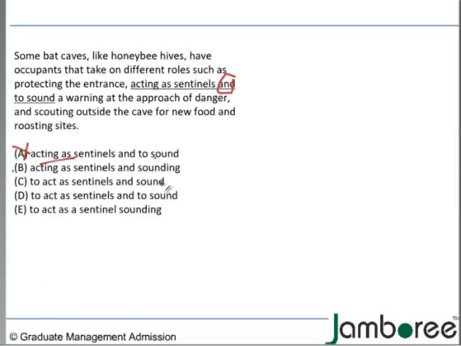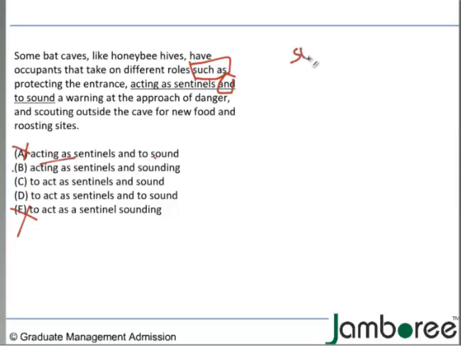"To act and sound", "to actors and sound", this is also fine. "To actor", this is also fine, right? But these two with "actors", this again does not make sense. So now after that, which one should we go for? I am sure the moment you came down to these two options, you probably went and read the whole sentence, something like "honeybee, blah blah blah". You might have done that. What you miss is this phrase "such as".